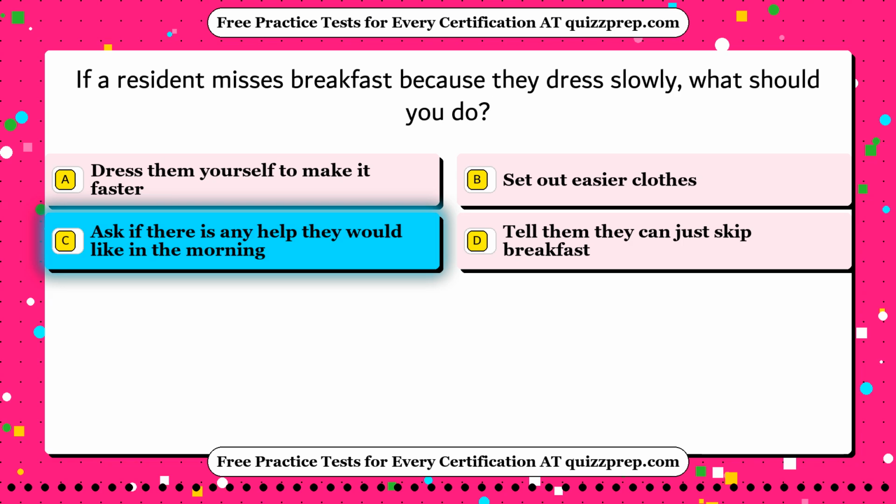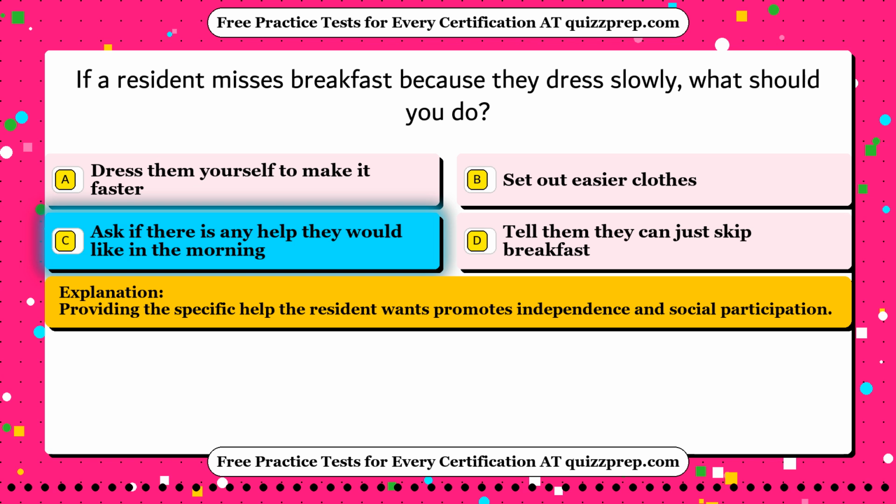The correct answer is option C, ask if there is any help they would like in the morning. Providing the specific help the resident wants promotes independence and social participation.